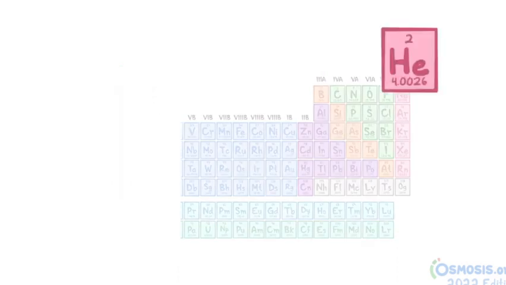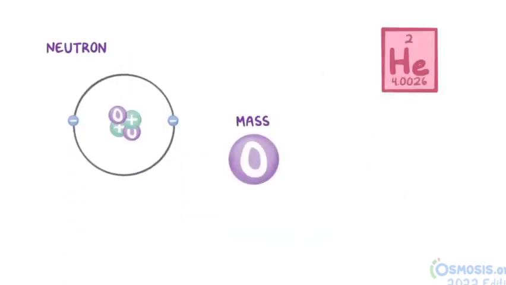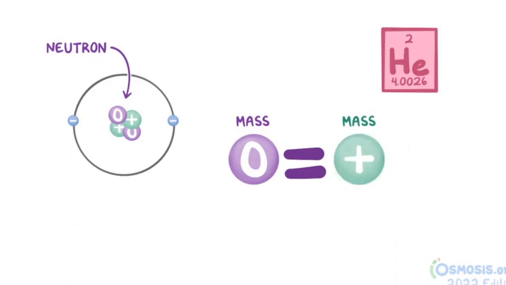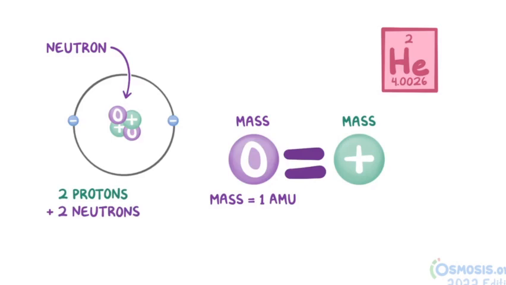For atoms containing neutrons, the mass of a neutron is almost identical to the mass of a proton, and so we say that a neutron also has a mass of about 1 AMU. So we can estimate the mass of a given atom by counting the total number of protons and neutrons in the atom's nucleus, which gives us the mass in AMU.